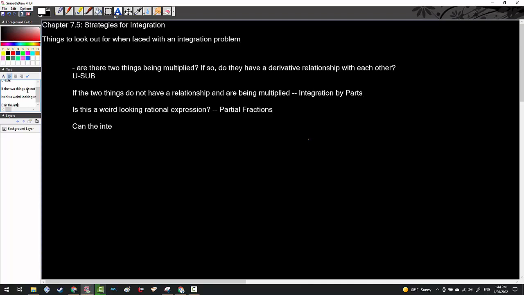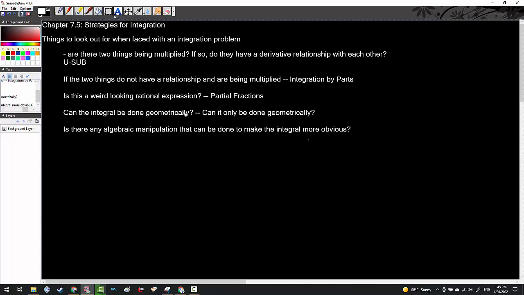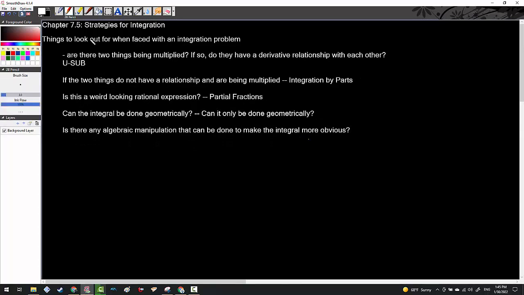But can the integral be done geometrically? Or sometimes, can it only be done geometrically? And then the last one, sometimes the simplest maneuver is the best. Is there any algebraic manipulation that can be done to make the integral more obvious? These are just things that I tend to ask myself as I look through each integration problem. And again, we're just trying to look for a strategy for integration here.